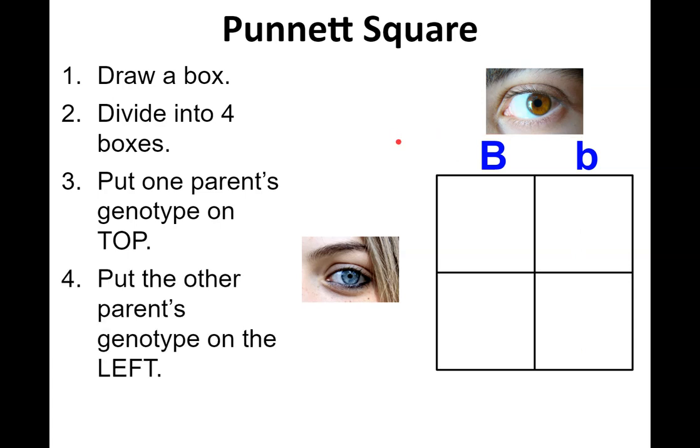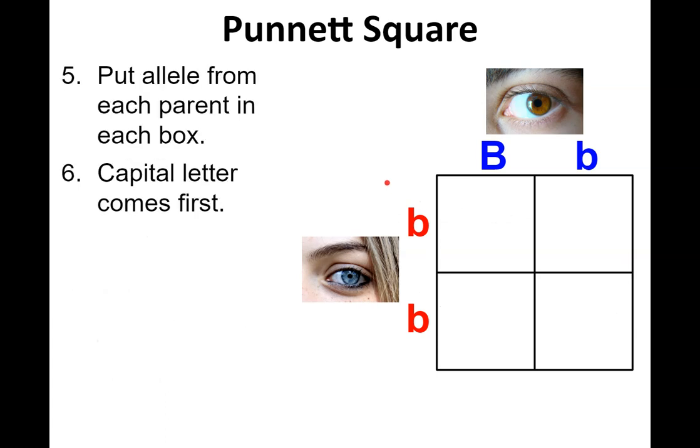Next, put the other parent's genotype on the left. So on the left side, like that. So one of its alleles for each row. Okay? So like this now. Okay. Now we're going to put an allele from each parent in each box.